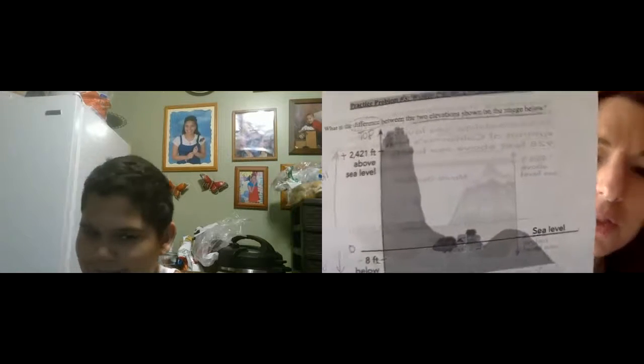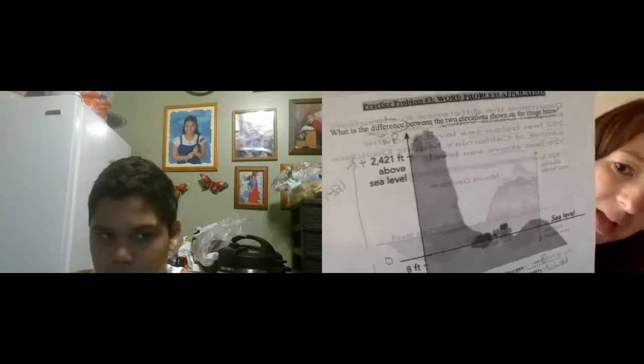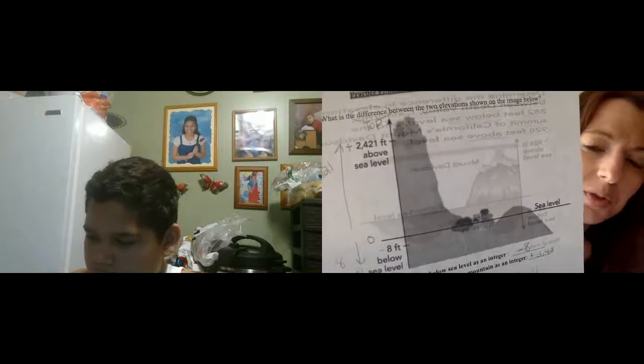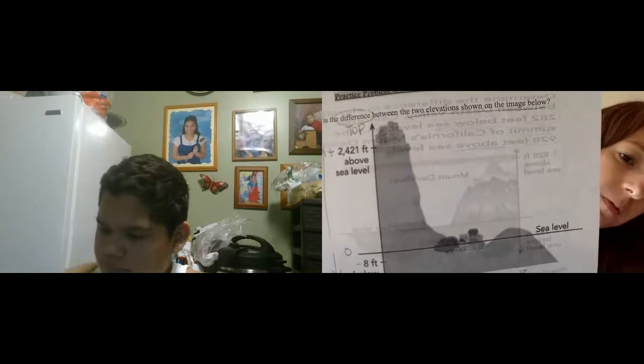All right, so first of all, let's do the first part. Let's work it up. Put your positive and negative where it goes. Sea level is always 0, correct? Yep. All right, you got that part down, right? Yep. So before we do A and B, how far is 0 from 2,421 feet? 2,421 feet below. Oh. You just got to go down, right?